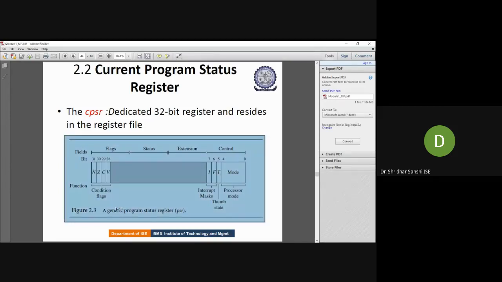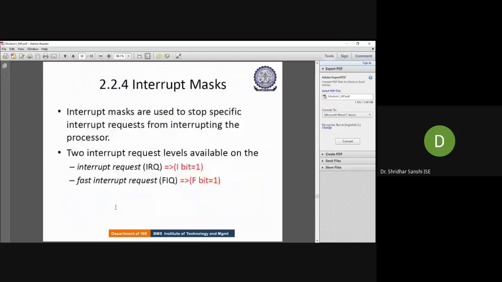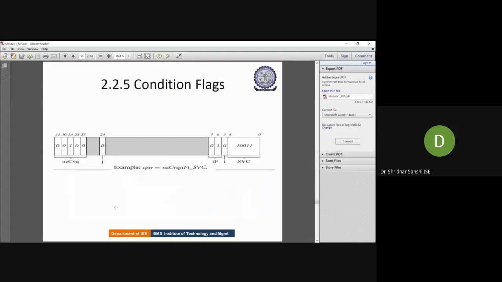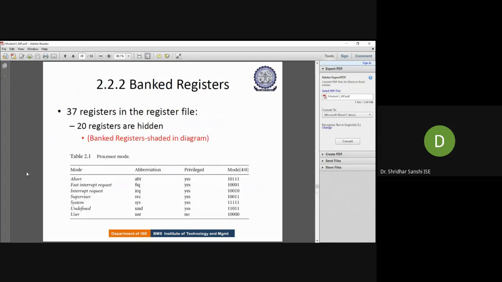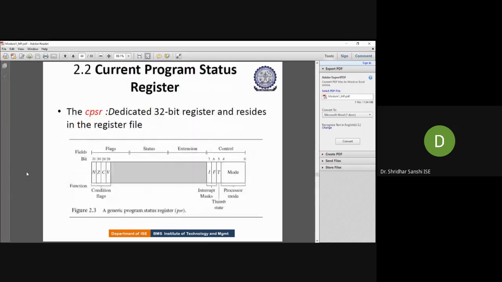Okay, one second. Oh, this is the content. So the first one is flag Q. Why? Here they have given 4, Q.